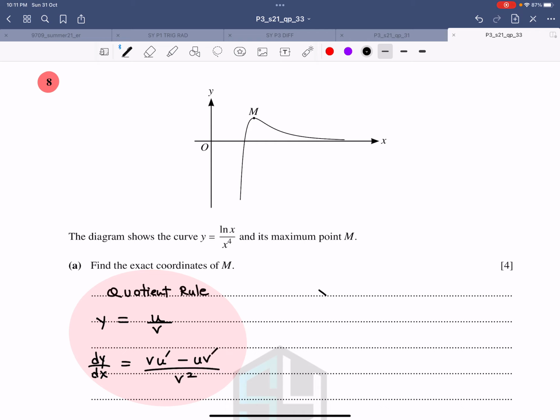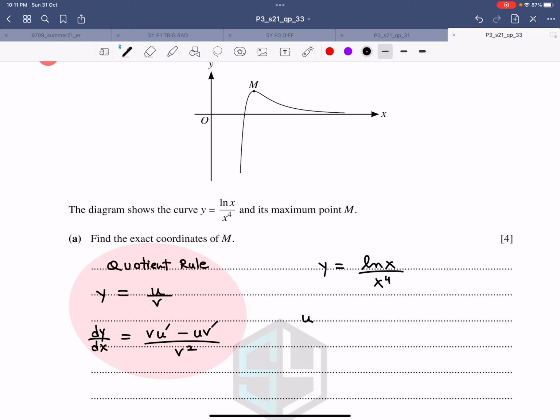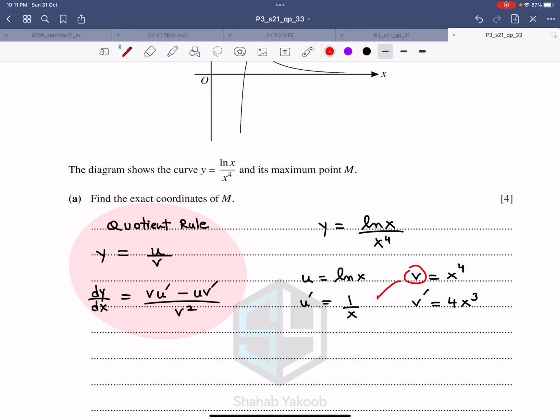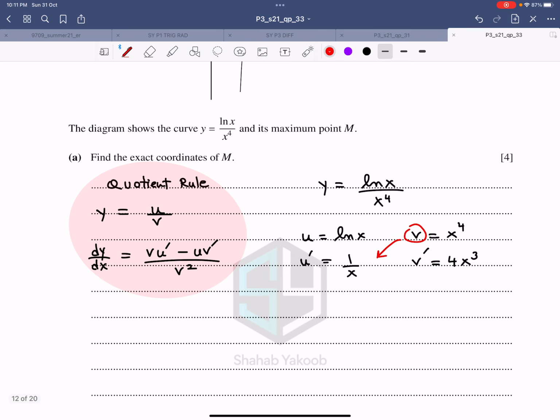So if I write this as y equals ln x over x power 4, u is ln x, u prime is 1 over x, v is x power 4, v prime is 4x cube. Since we are starting with quotient rule, our team player, the leader, is v, so I have marked v at that corner. Dy by dx is equal to x power 4 multiplied with 1 over x. There is a negative sign in the middle. That is 4x cube into ln x.